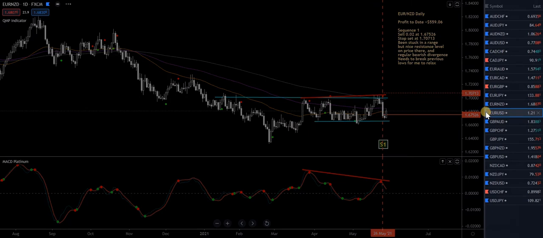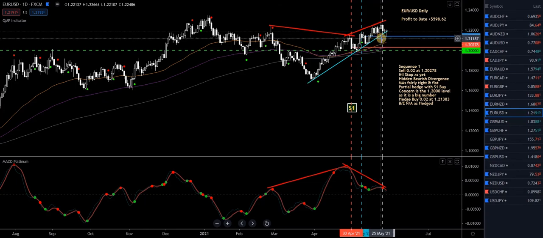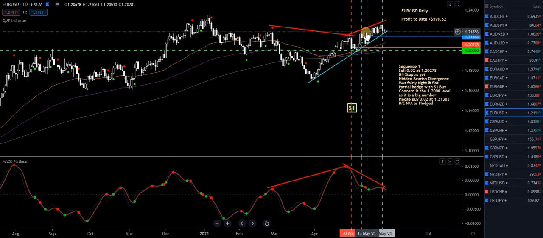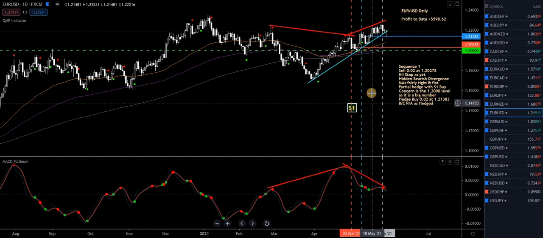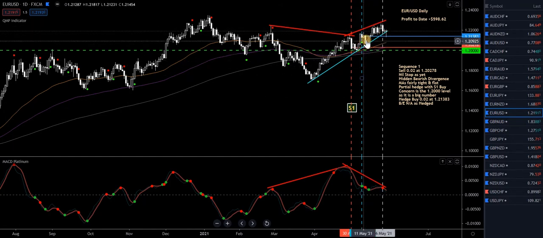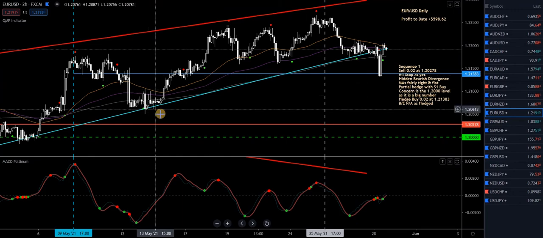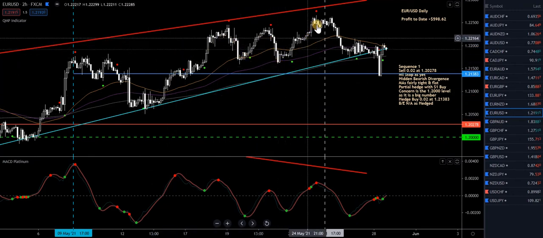Euro USD, another pair that's making it tough to trade. Look at this action here: bull, bear, bull, bear, bull, bull, bear. That's just tough going on the daily charts. It'd be a lot of action if you're on the 1 hour chart. Let's have a look at the 1 hour chart or even a 2 hour chart. We'll go to a 2 hour chart. There's plenty of movement there.